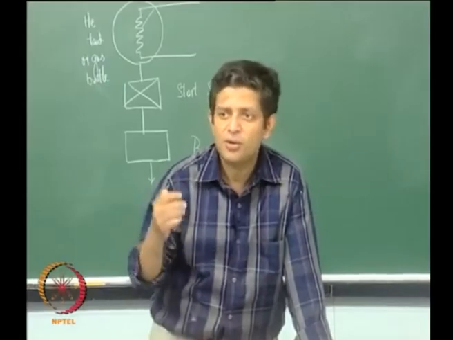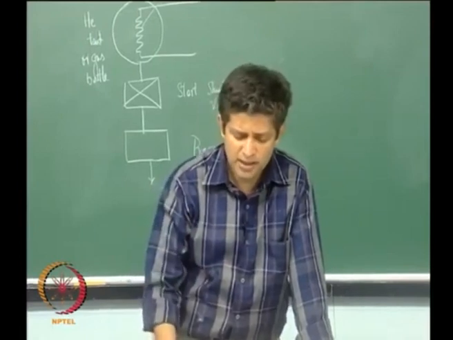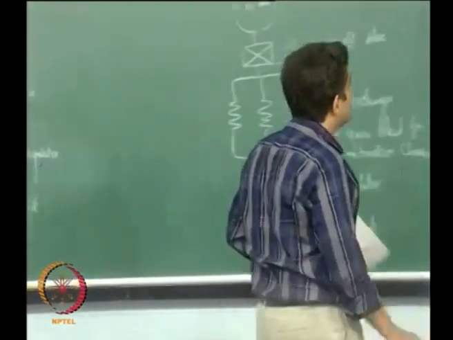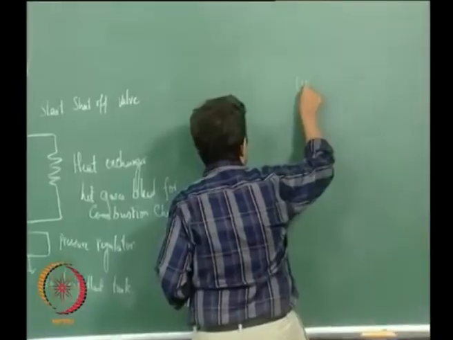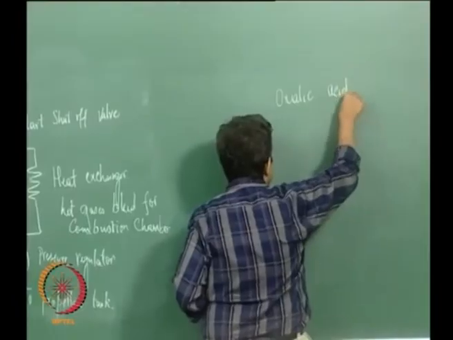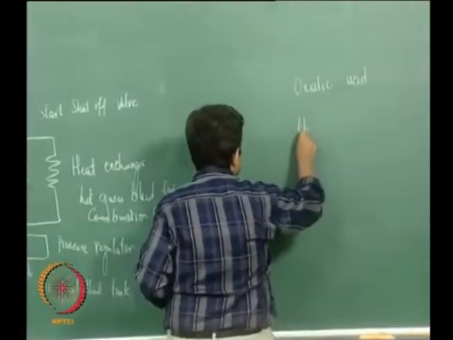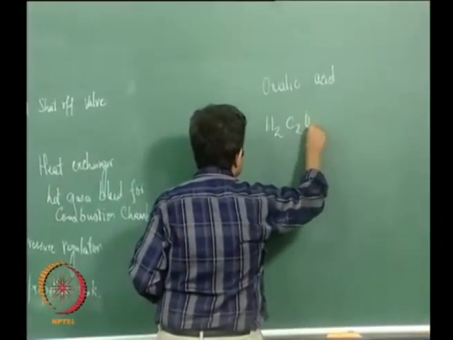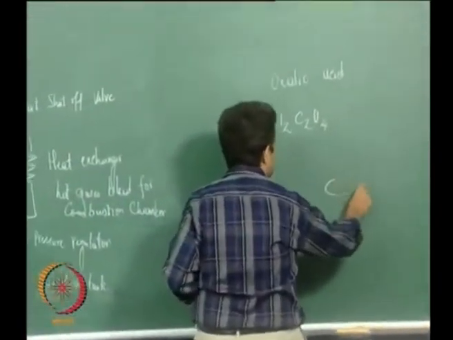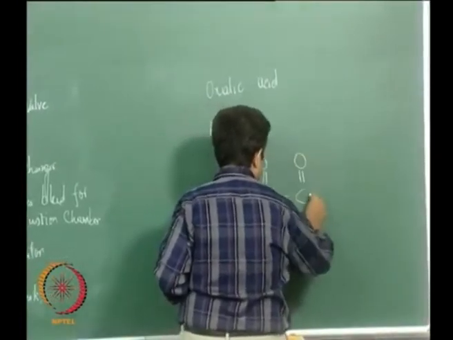So we need to look at ways to cool the exhaust, and one of the methods to do that is to use something known as oxalic acid. Now this oxalic acid is nothing but H2C2O4, and its chemical structure, molecular structure, is like this.